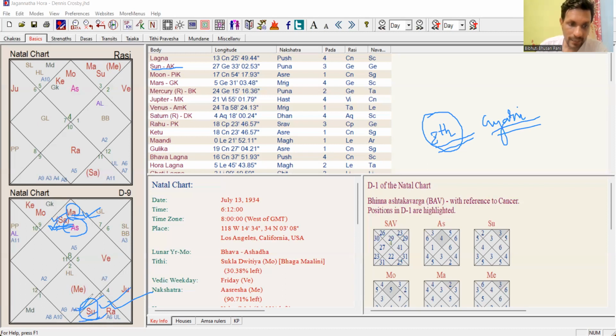In D9, when you are seeing Atma Karak, you must see the 12th from the Atma Karak, where Mercury is present. So this Mercury shows the Ishtadevata for this native. If Mercury, we can say that the Ishtadevata may be Bhagavan Vishnu, Lord Vishnu.